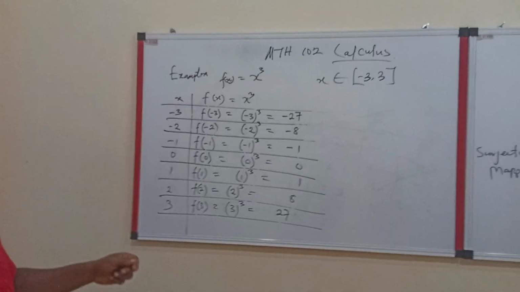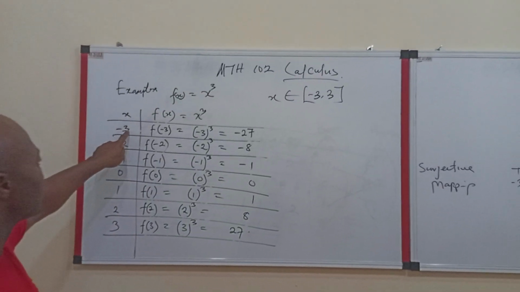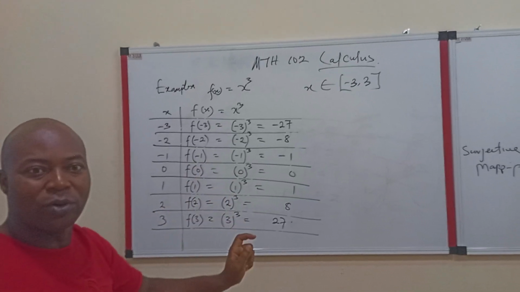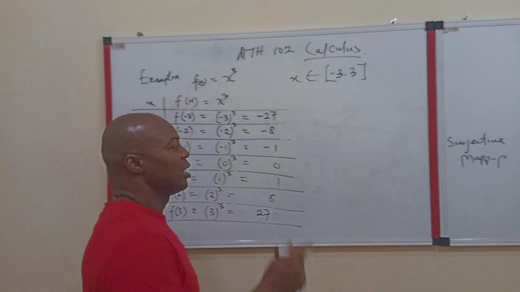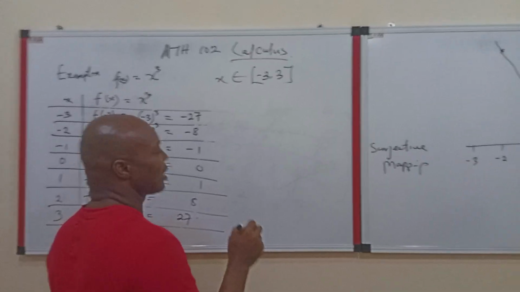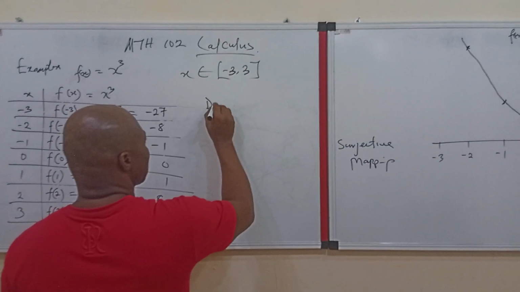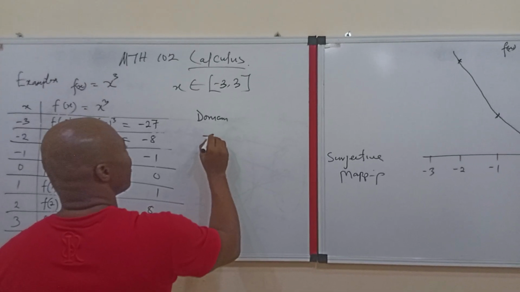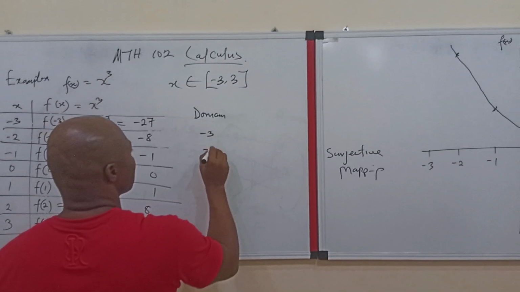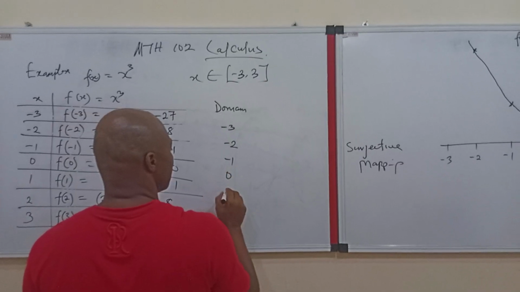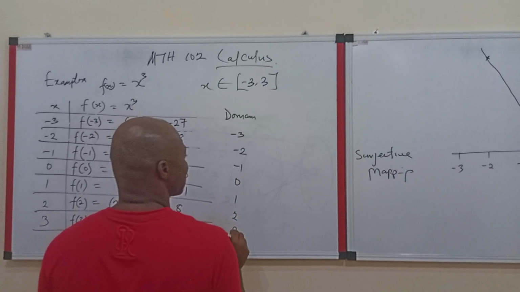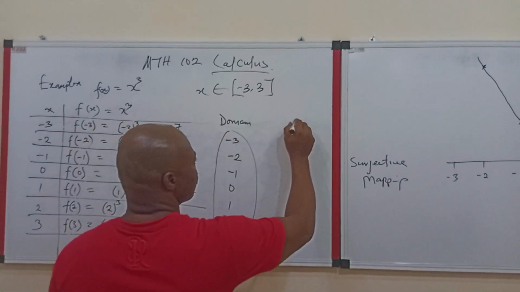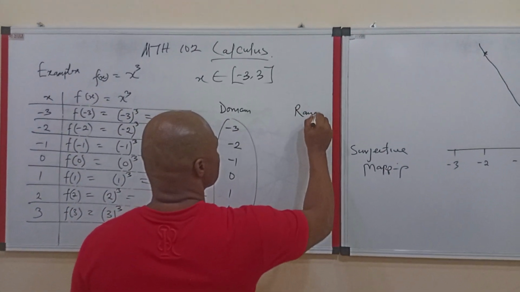Now if I look at this one, this one comes here, this one comes here, all of them stand on their own. Let me put them the other way so that I understand what we are doing. This one is the domain, let me not forget. The domain is minus 3, minus 2, minus 1, 0, 1, 2, and 3. These are the domain values, the numbers. This is where I want the range.